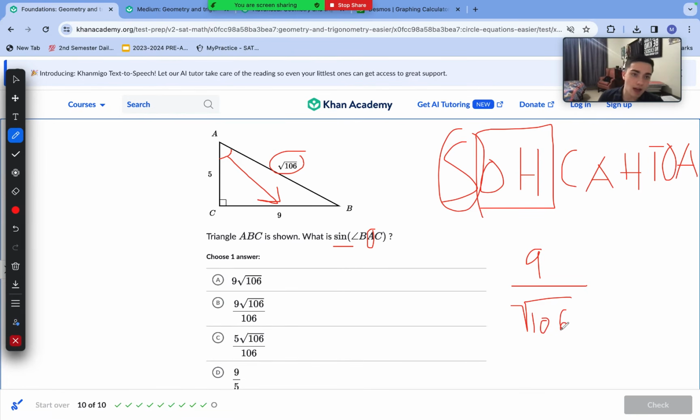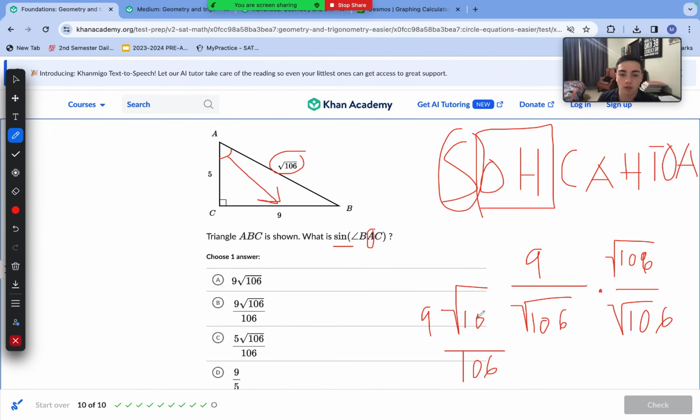Now we need to notice that we have a radical in the denominator. We can't have that, so now we're going to rationalize the denominator by multiplying both the numerator and the denominator by the square root of 106. The denominator is just going to turn into 106. Now the numerator is going to be 9 times the square root of 106. This matches answer choice B, so that is the correct answer here.